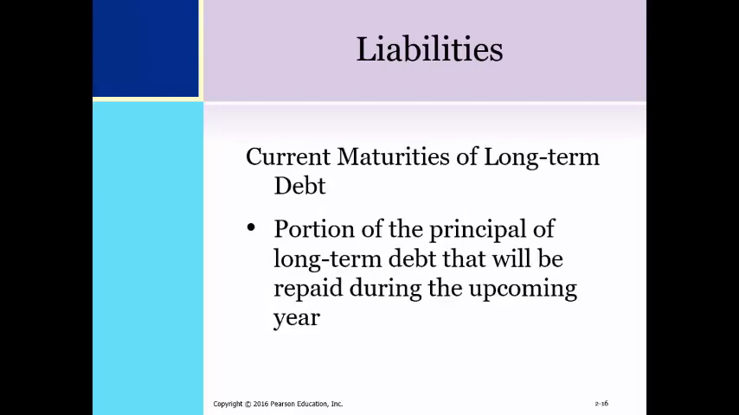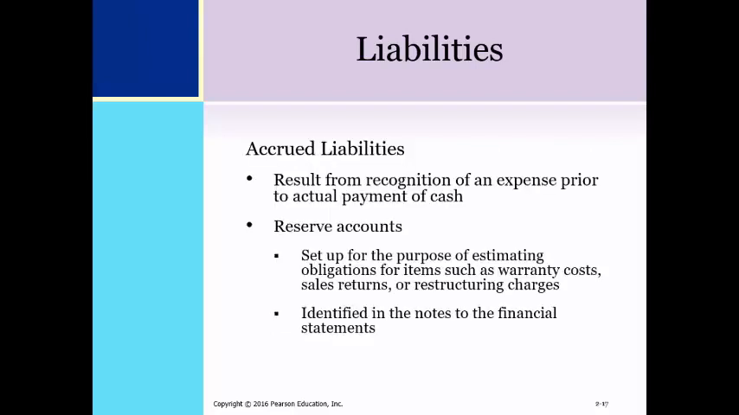When a firm has bonds, mortgages, or other forms of long-term debt outstanding, the portion of the principal that will be repaid during the upcoming year is classified as a current liability. Accrued liabilities result from the recognition of expenses prior to the payment of cash. They include amounts for salaries and wages expense, interest expense, and other expenses required to be accrued.